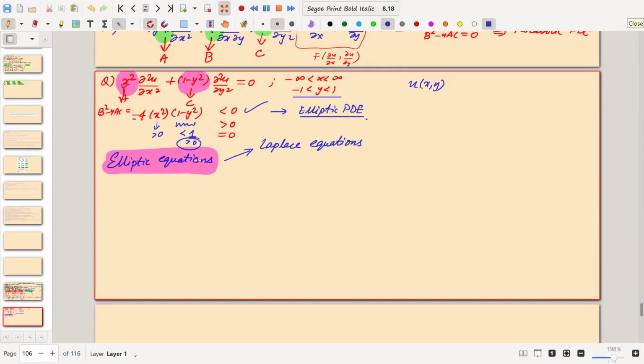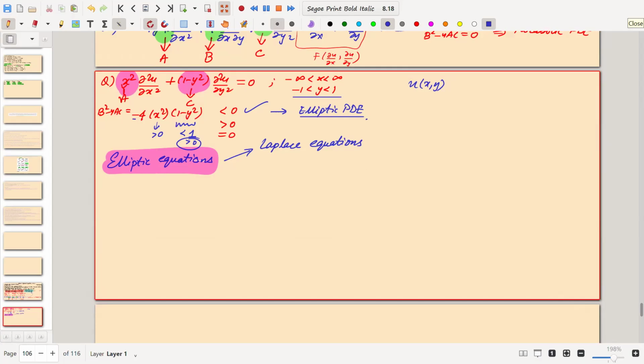x cannot be set to 0 like a constant. x needs to vary. If x varies, x can vary from minus infinity to infinity. If y varies, y has to vary from minus 1 to 1. y cannot be kept constant, x cannot be kept constant. If x is constant, there is no meaning of dou u by dou x.